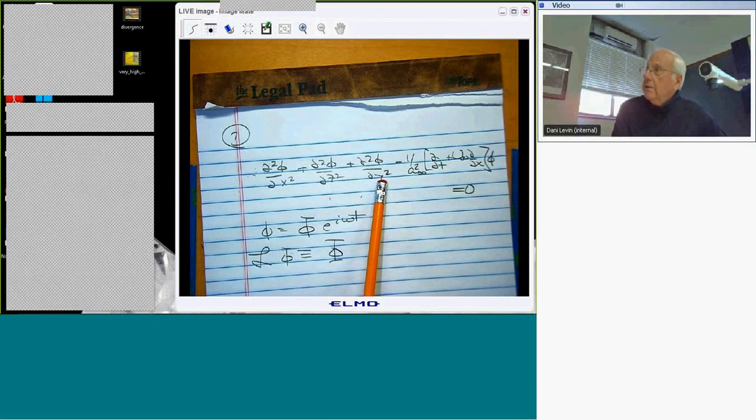But I cannot take a Laplace transform with respect to y. Why not? Because things are happening for y less than 0 as well as y greater than 0, right? So the only other transform I know is Fourier. So I will take a Fourier transform with respect to y.